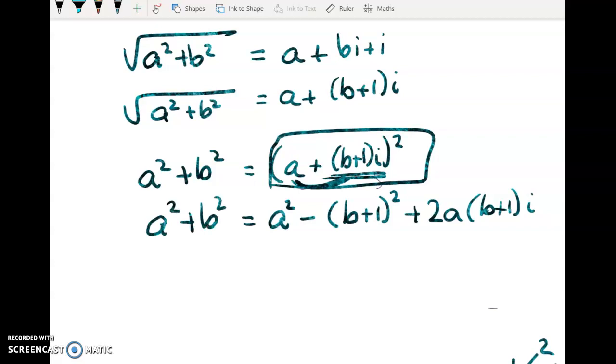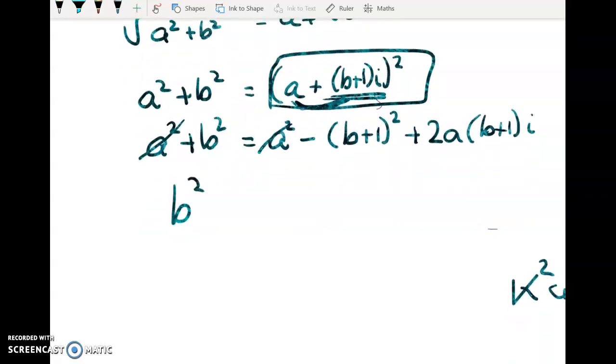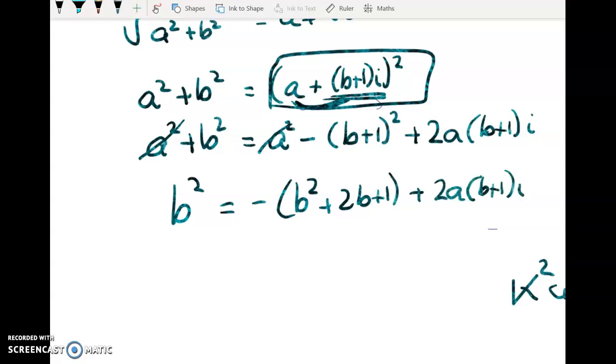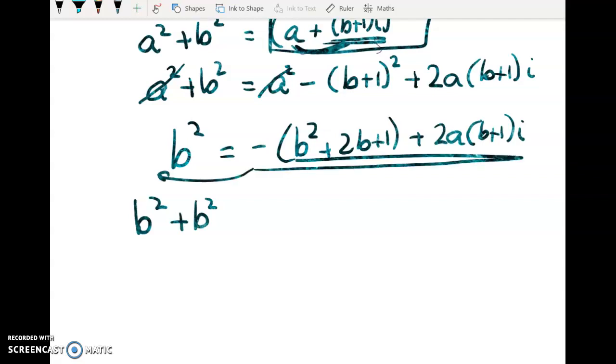Now, I can subtract a squared from both sides, and now I can expand stuff out. We have b squared is equal to negative b squared plus 2b plus 1 plus 2a times b plus 1i. So you can see we're getting somewhere. Hopefully we're getting to a condition that isn't going to make much sense. Equating the real bits, we've got b squared plus b squared. So what I'm doing here, guys, is I'm getting everything over to this side.